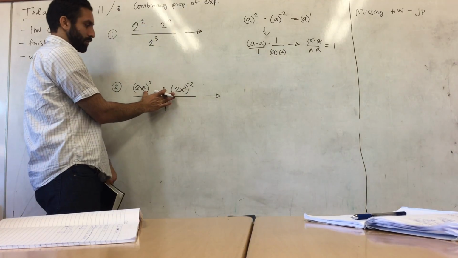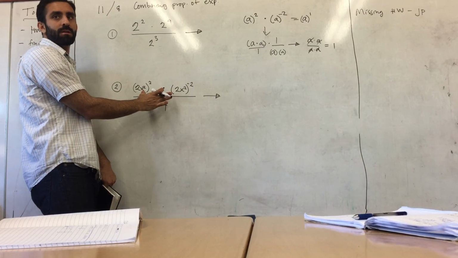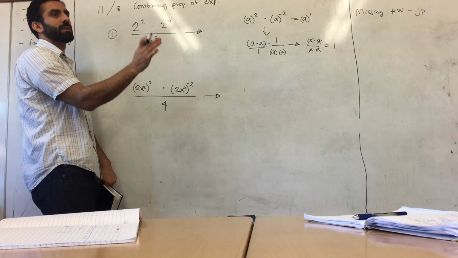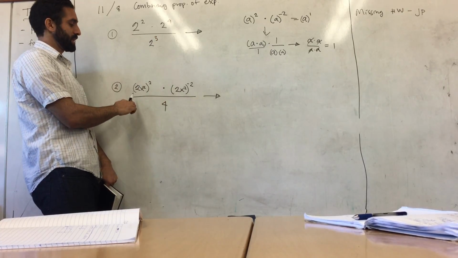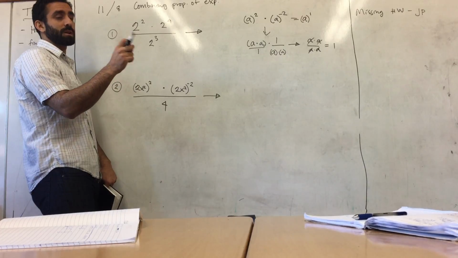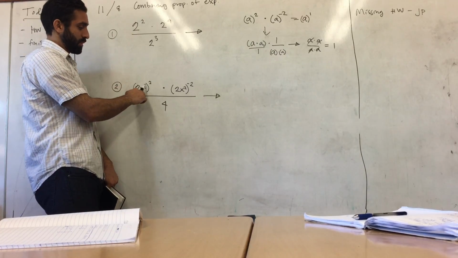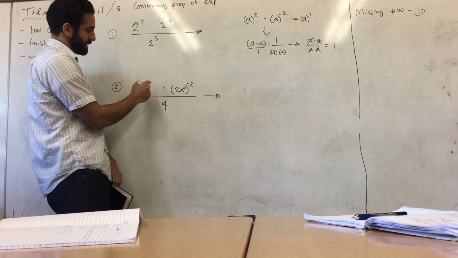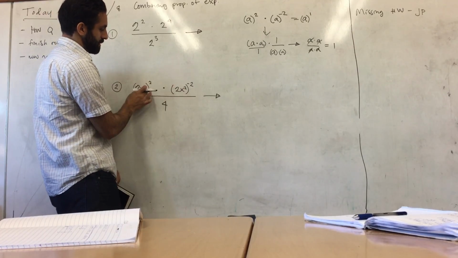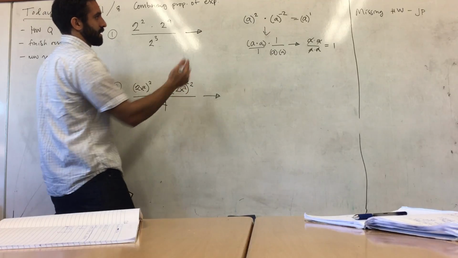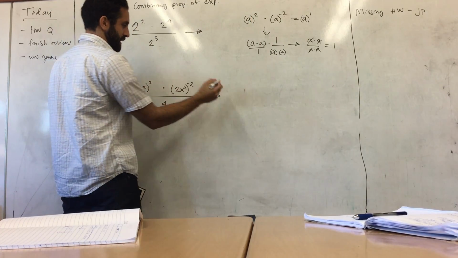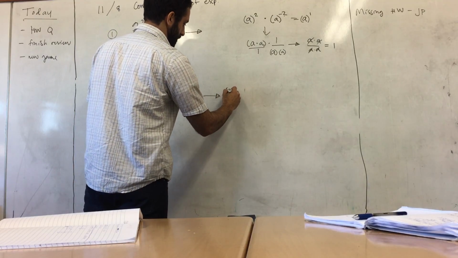Okay, right here, what's the base? 4. Who said that? It's not 2. The base is 2x squared. Okay, this is the base. Are the bases the same? Yeah, they are. Since the bases are the same, you can just add the exponents. 2 plus negative 2 is going to give you 0.